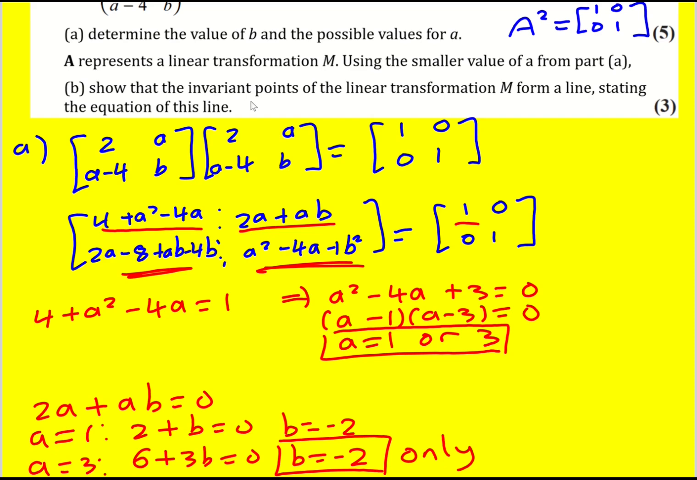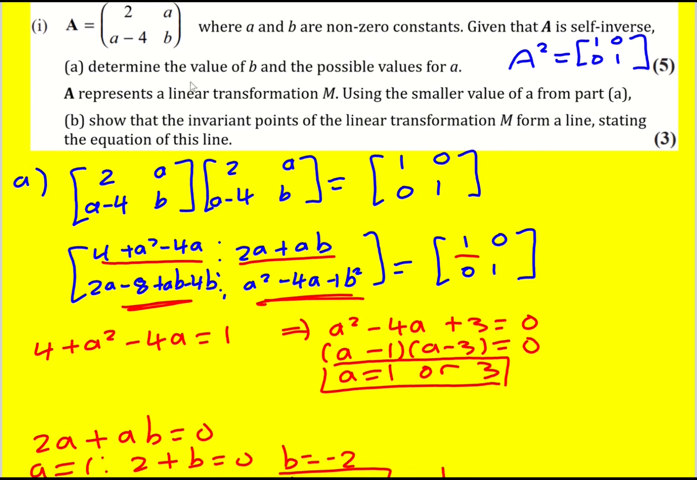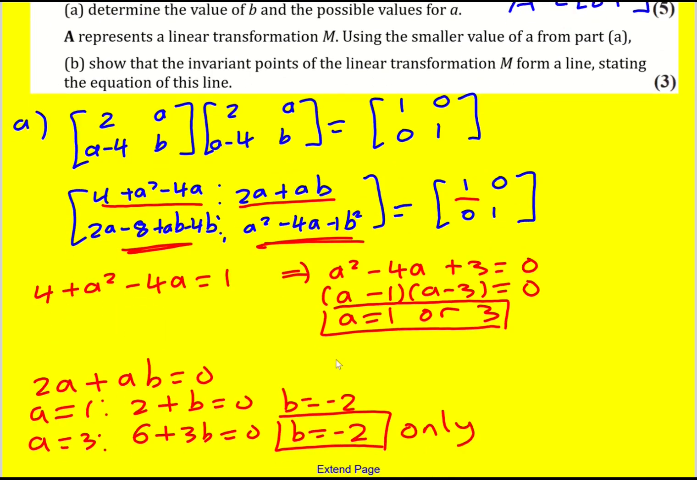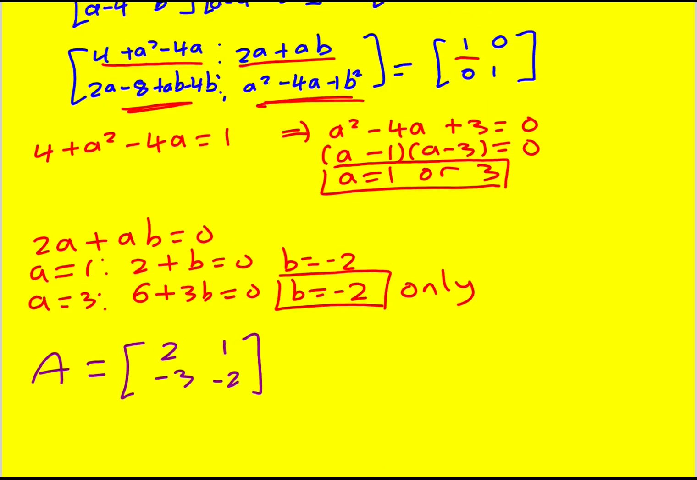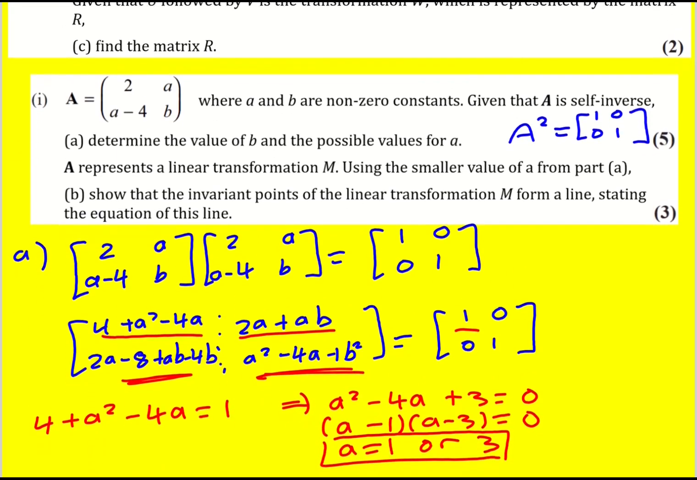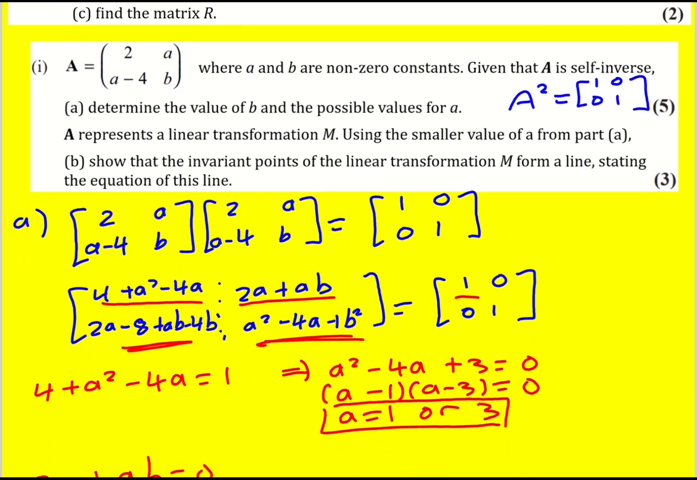So now we're asked to show that the invariant points of the linear transformation M that A represents, using the smaller value of A from part A, that's our 1. Let me just write that down. I'm going to get A equals 2, 1, minus 3, minus 2. I'm then told that this has some invariant points, and they form a line.